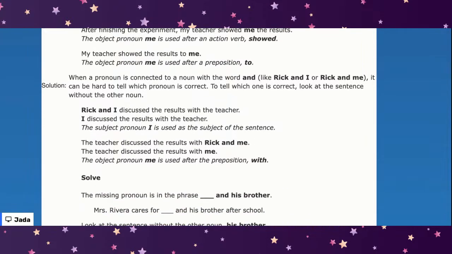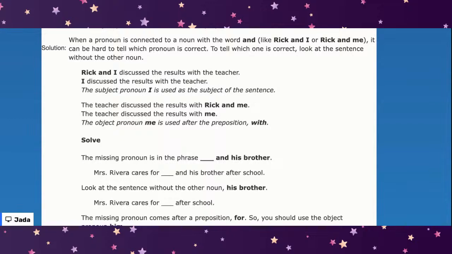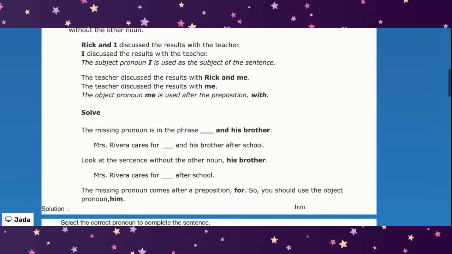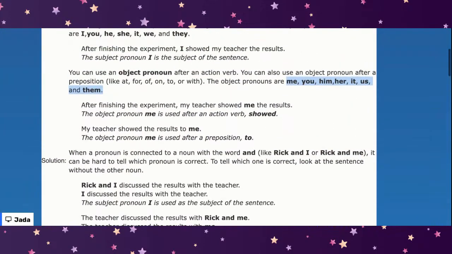So just the basics. And when a pronoun is connected with the word and, just like what we've done, we have to take out the other noun and make the sentence with the pronoun alone, to ensure that it is the right pronoun to be used. Okay, let's see the examples.